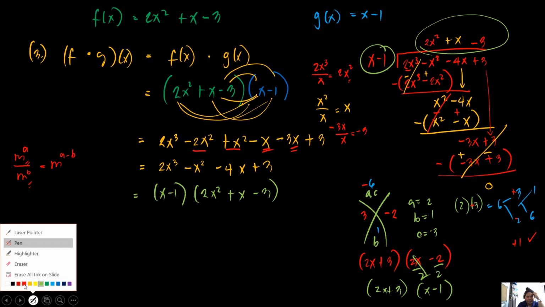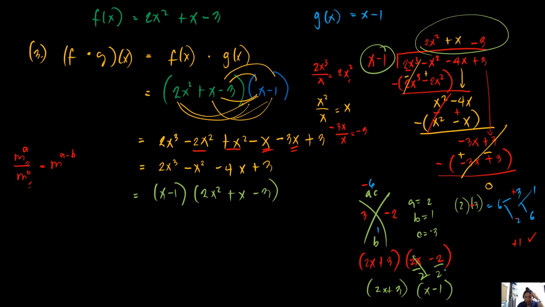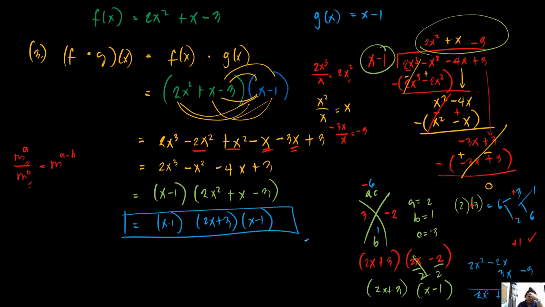To be sure, class, let us check. Let me do the FOIL method here. We have 2x times x, which gives 2x squared. 2x times negative 1 is negative 2x. 3 times x is 3x. 3 times negative 1 is negative 3. So we have 2x squared plus x minus 3. Okay, good, we are back to the original. So our final answer is x minus 1 times 2x plus 3 times x minus 1. That is our final answer.